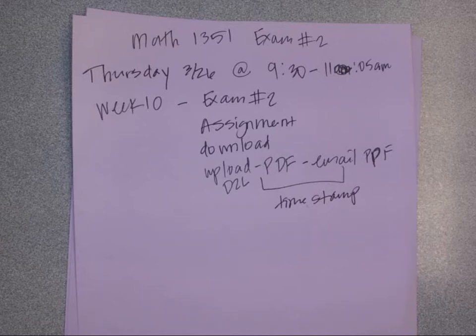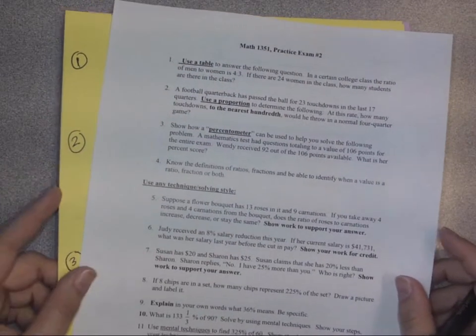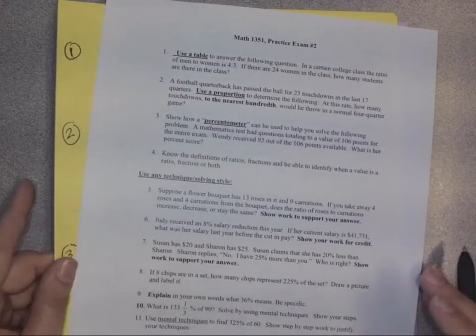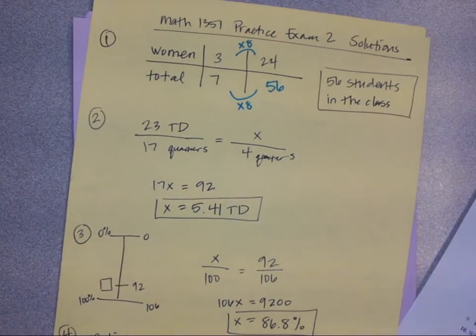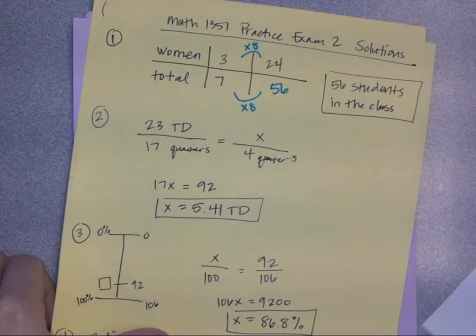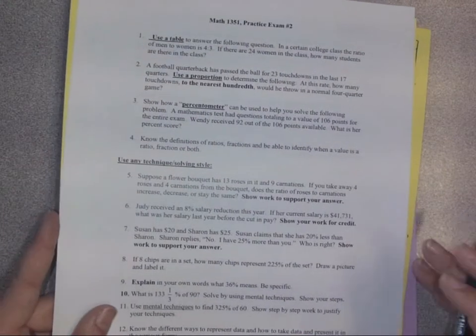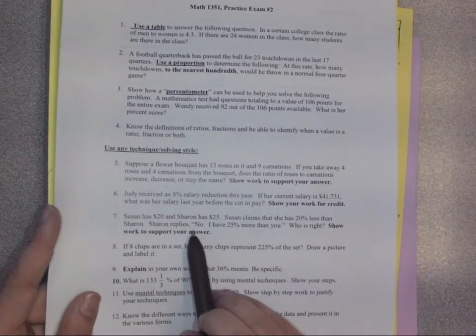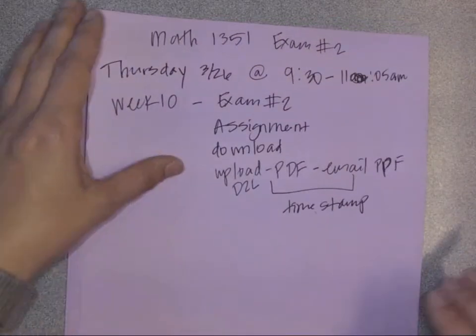So moving on to the review. I uploaded this review on week 10. I also uploaded my solutions of working it all out. I tried to show as much work as possible and tried to be neat and explain it all. The only question that anybody asked about was number 7. So I just want to go over that real fast. Number 7.